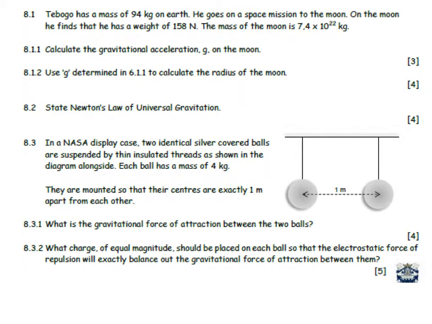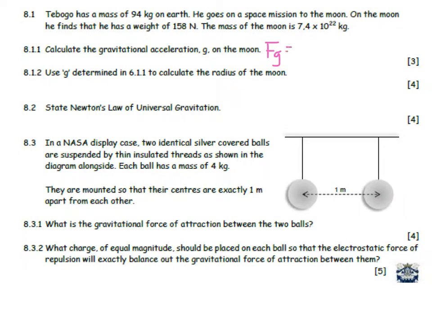The Bourgeois has a mass of 94 kilograms on Earth. He goes on a space mission to the moon. On the moon, he finds that he has a weight of 158 newtons, and the mass of the moon is given over there. So calculate the gravitational acceleration on the moon.